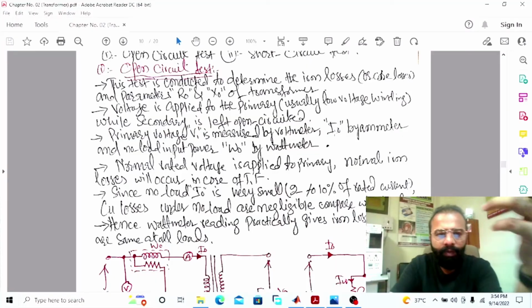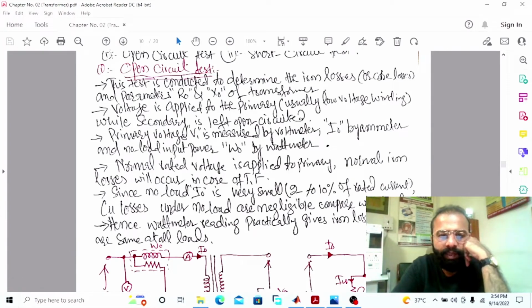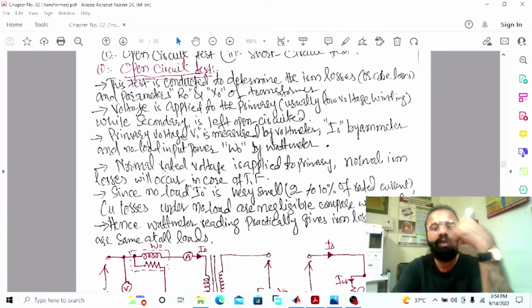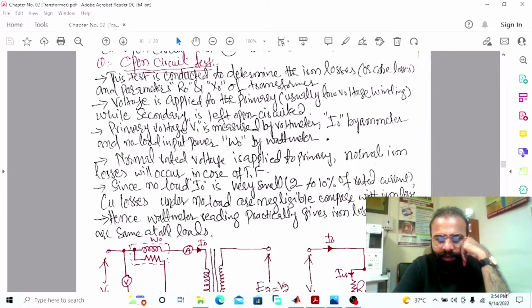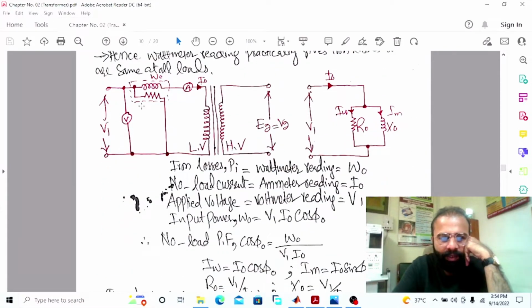So without wasting time, let's do the simulation. Dear viewers, our main task is to conduct the open circuit test of the transformer on the MATLAB software. Before doing the simulation, let's discuss a few points of the open circuit test of the transformer. This test is conducted to determine the iron losses or the core losses in a transformer. This is the circuit diagram of the open circuit test of the transformer.